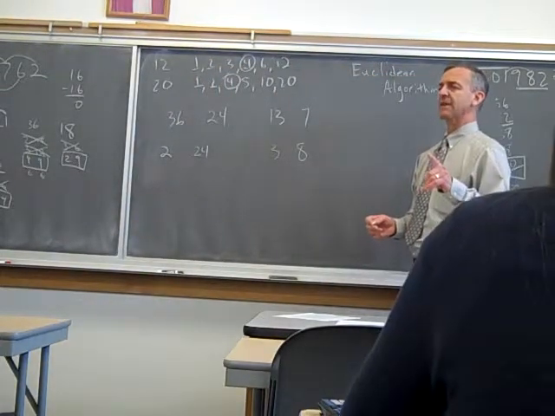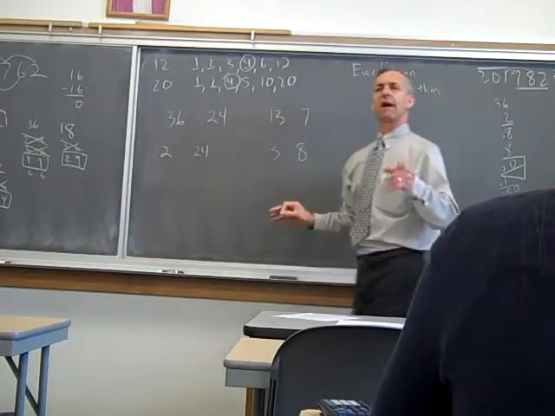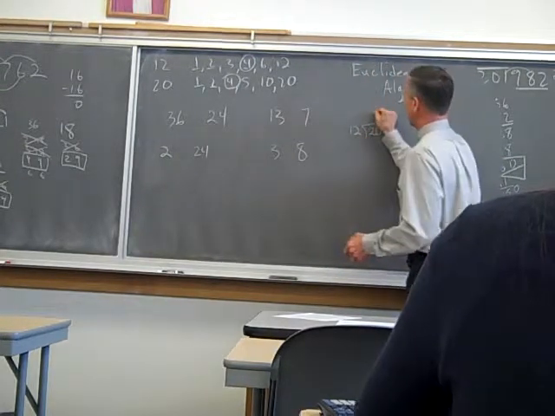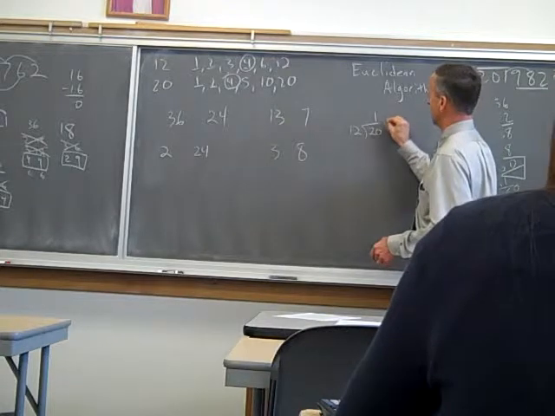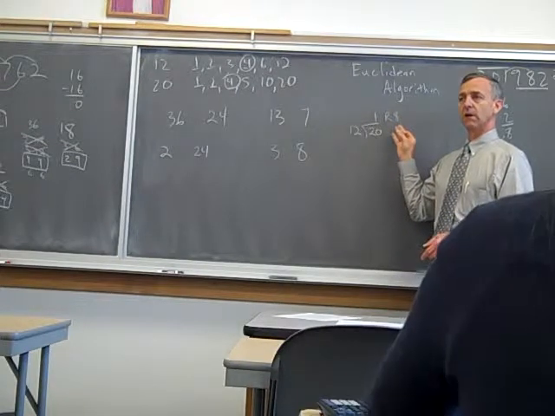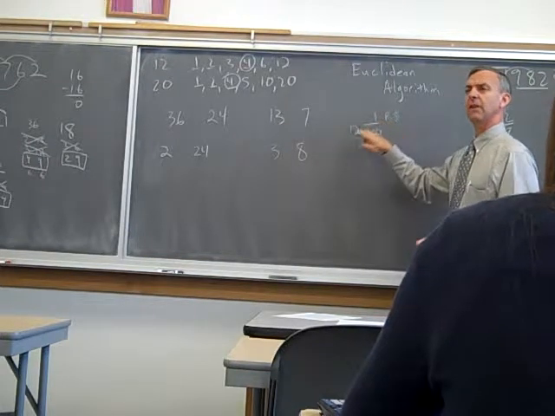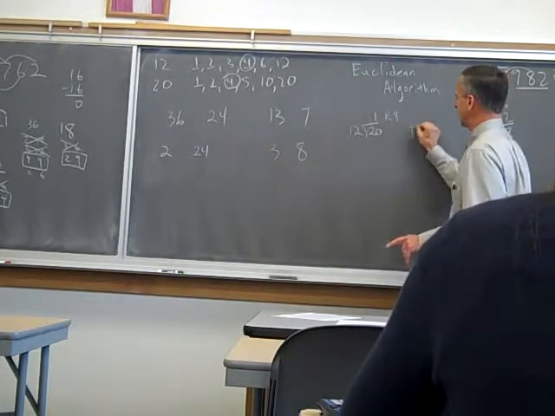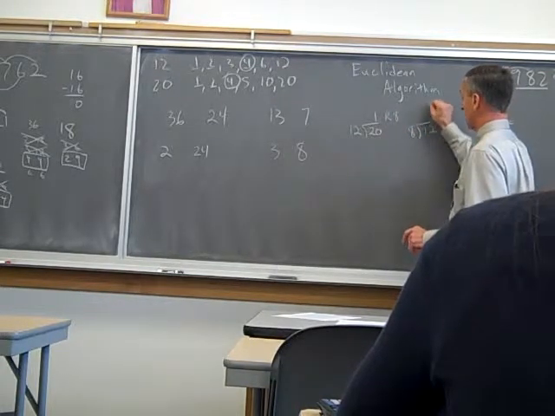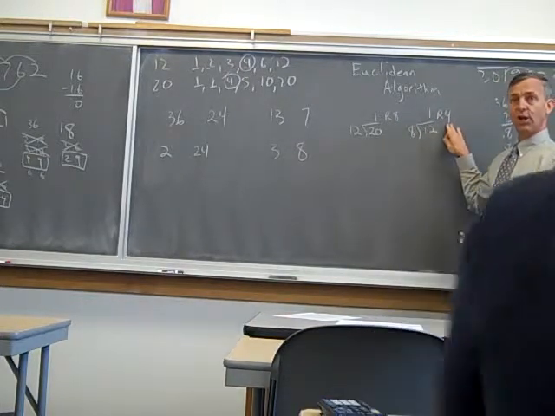This is not with blocks, but it's the same Euclidean algorithm. Take the two numbers, divide the small one into the big one. 12 goes into 20 one time with a remainder of 8. Is the remainder 0? No. So I keep going. I take the remainder and divide it into the old divisor. Take 8, divide it into 12. How many times will 8 go in there? Once. Remainder of 4. Do I have a remainder of 0? No. Then I keep going.